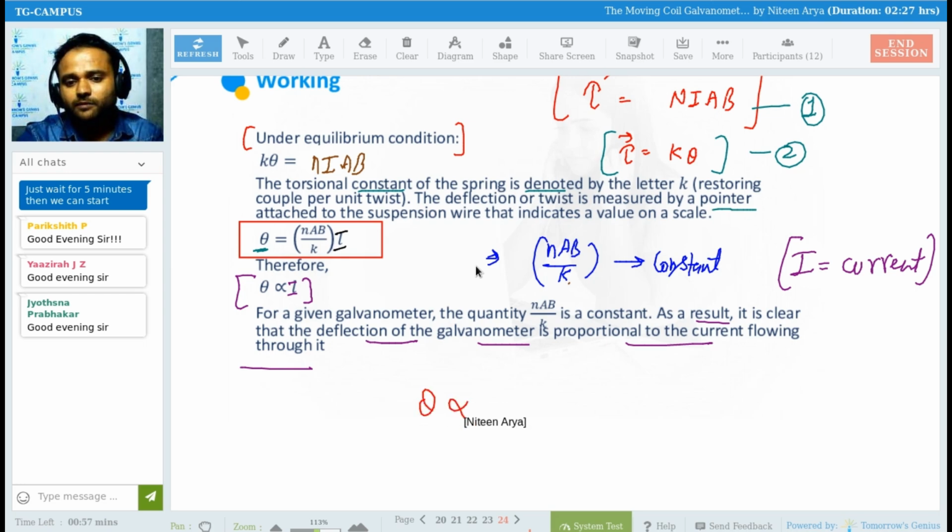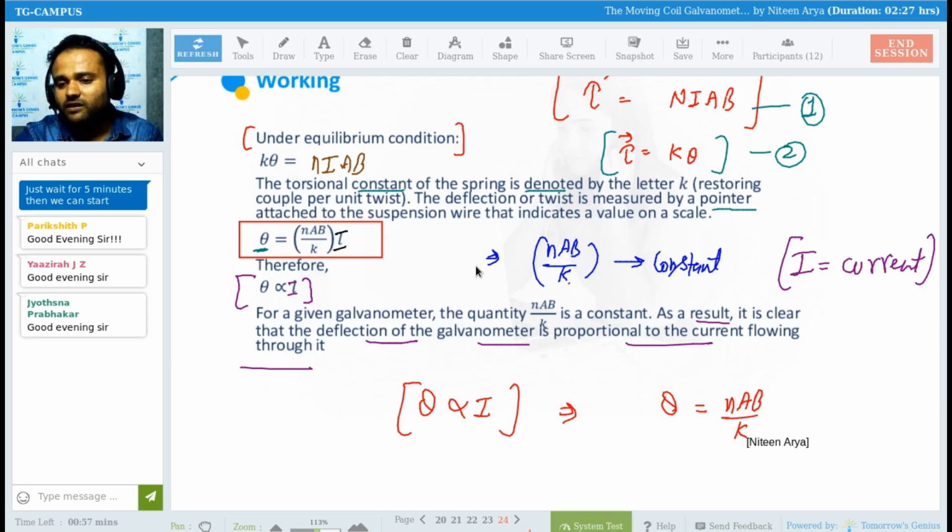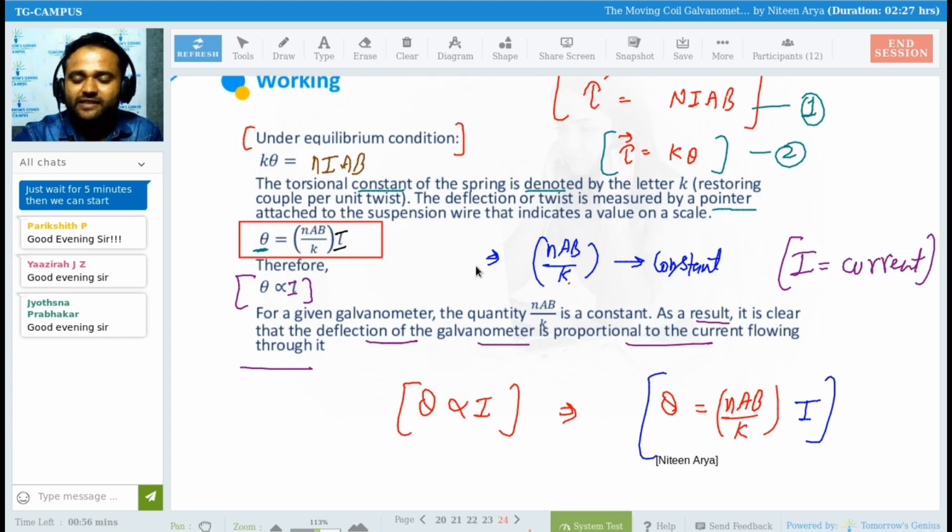Theta is directly proportional to I, and from where it comes, theta equals NAB upon K into I. Why do we put this into the bracket? Because we make it constant, we fix these things: the number of turns, A area of coil, B magnetic field, K spring constant. Spring constant, you know, is how much it is going to compress, how much extension it is going to give you, or how much twist it gives the moment you rotate it.